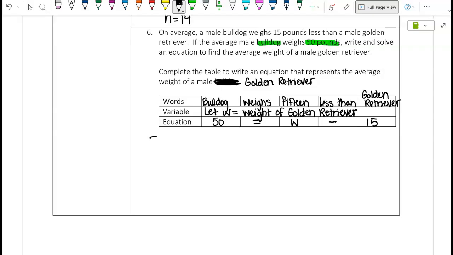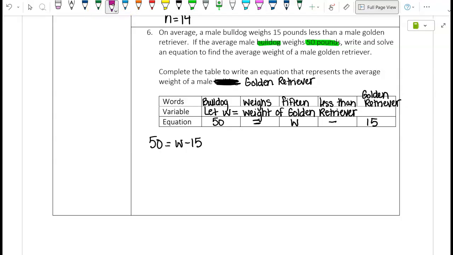So that is what we are solving. 50 equals W minus 15. We have to pay attention to those words. Less than means it has to be subtracted from. So it has to come after the other value.